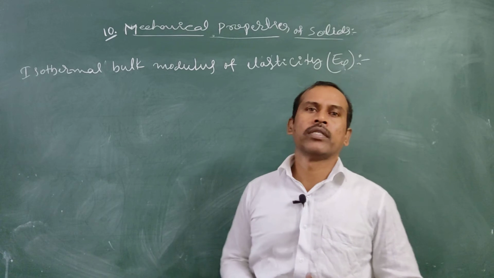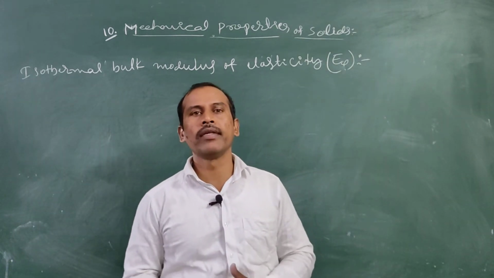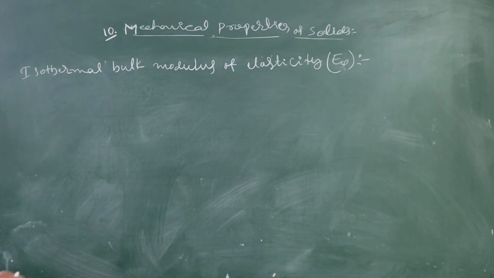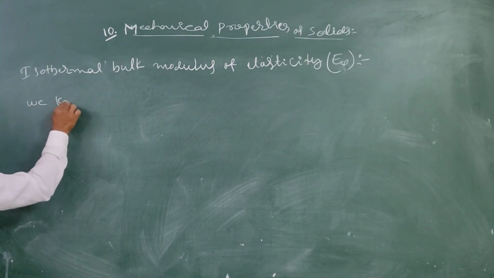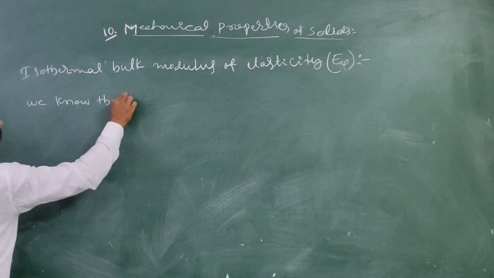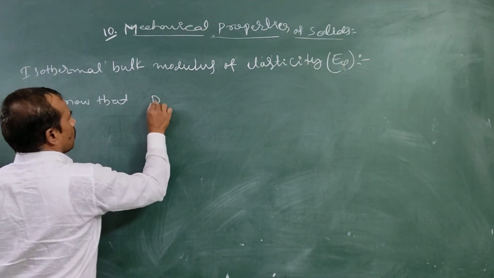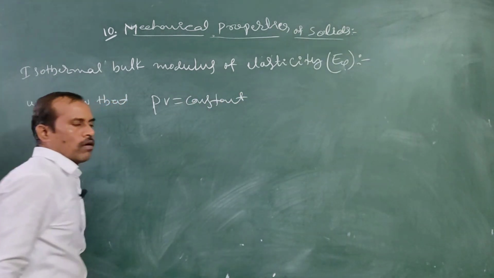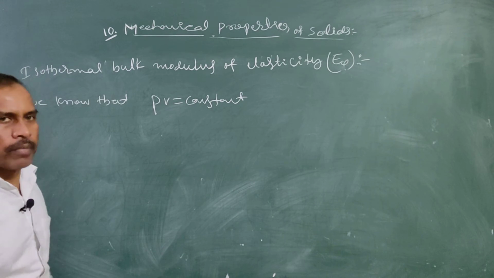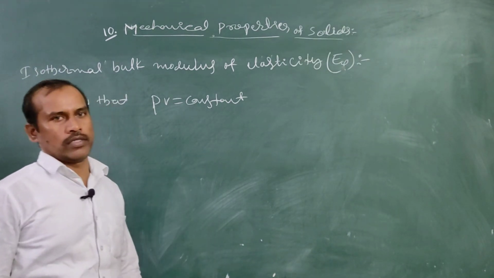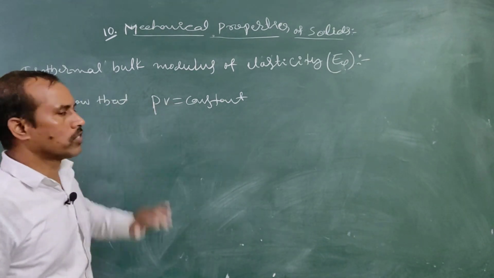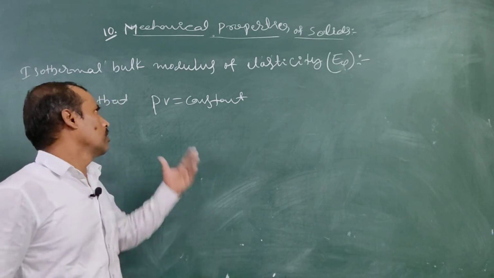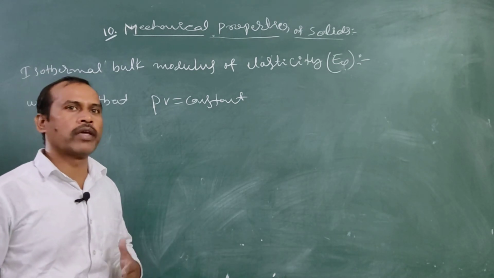Now we know that for the isothermal process, PV is equal to constant. Here P means pressure, V means volume of the gas. Differentiating this equation on both sides, we will get some equation.